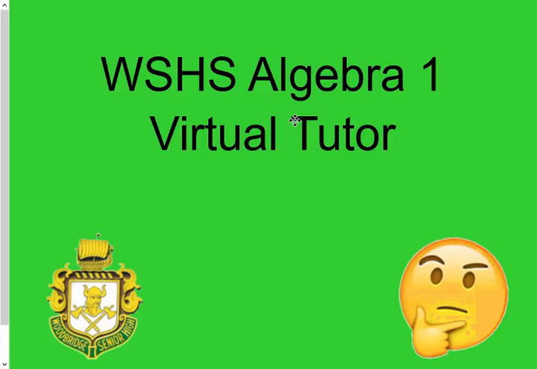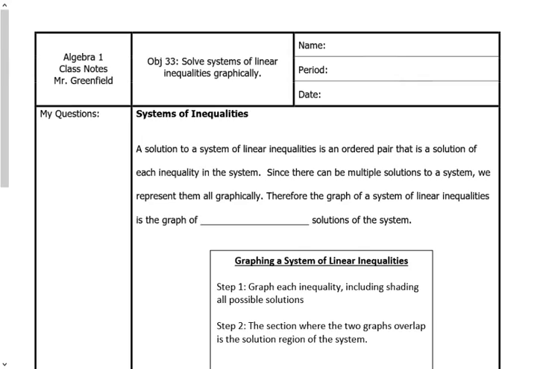And in this episode, we are going to look at objective 33. Now, the last few objectives have dealt with systems of equations. And in this one, we're going to talk about a system of inequalities. Luckily, when it comes to an inequality, the solutions are so different that there's not three different ways to solve these. The solution to a system of inequalities is a pair that's a solution to each inequality.